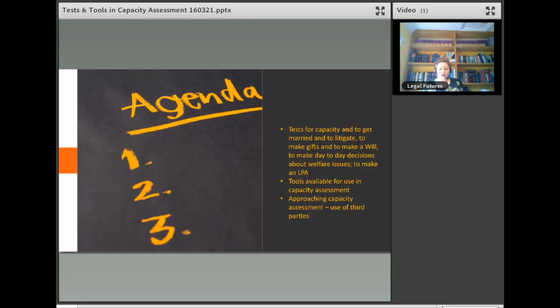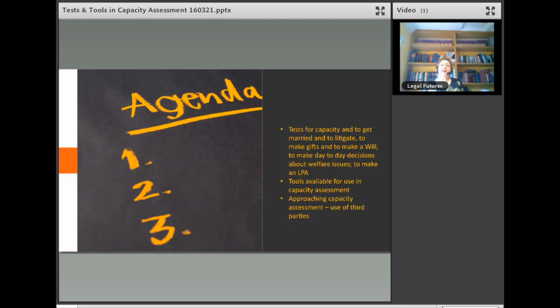So I was going to start off by looking at the tests that have evolved, and I've included tests for getting married, the ability to litigate, to make gifts, to make a will, and to make day-to-day decisions, as well as make an LPA. So we'll have a good look at those.